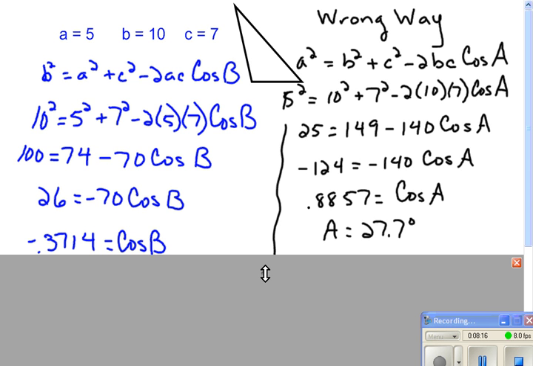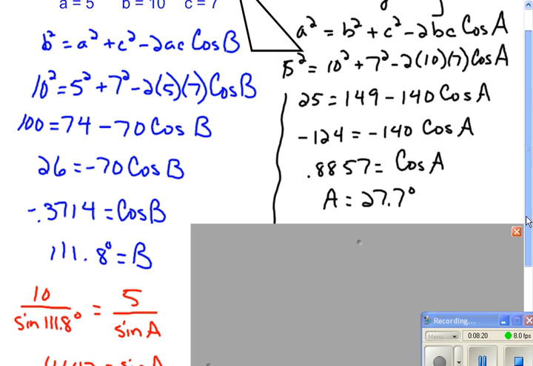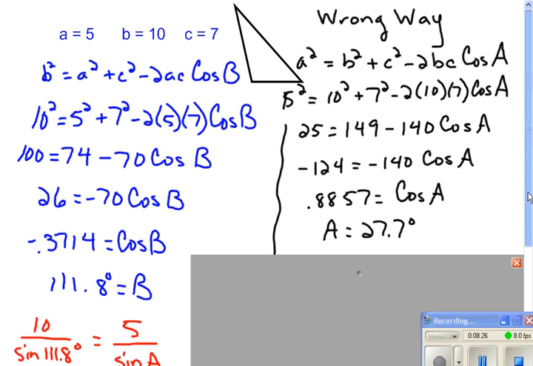Well, if we look at what we had before, A was 27.7 degrees. So we are right on with angle A. So if this is 5, this is definitely 27.7 degrees, angle A. This is where we go astray.